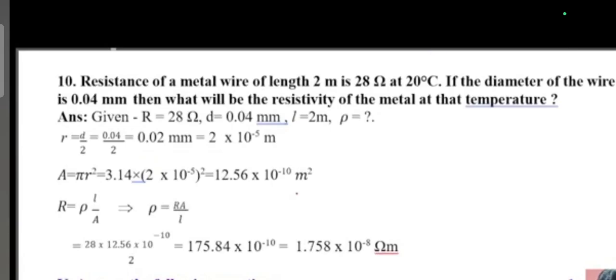Question number 10. Resistance of a metal wire of length 2 meter is 28 ohm at 20 degrees centigrade. If the diameter of the wire is 0.04 mm, then what will be the resistivity of the metal at that temperature?